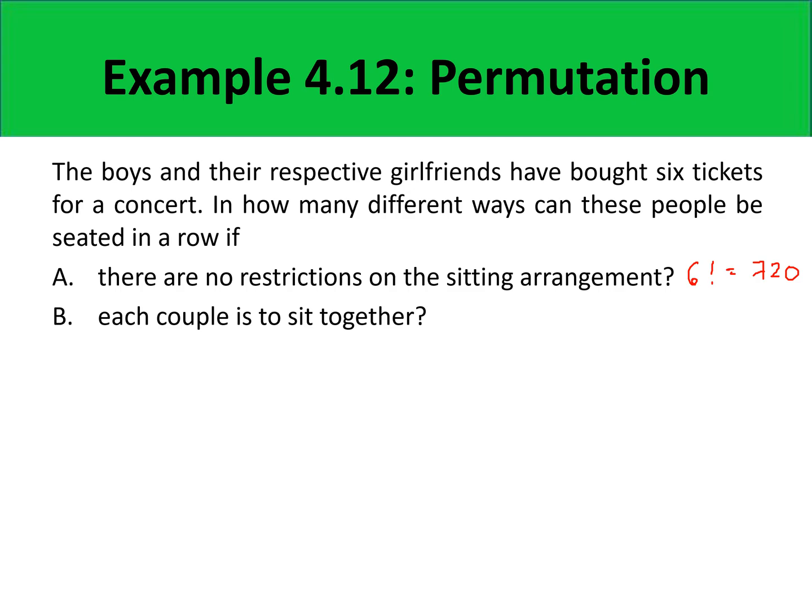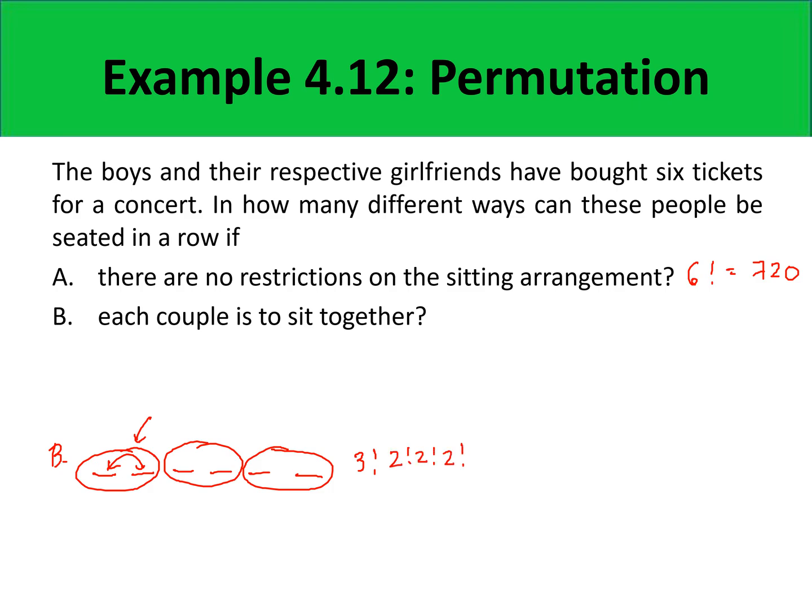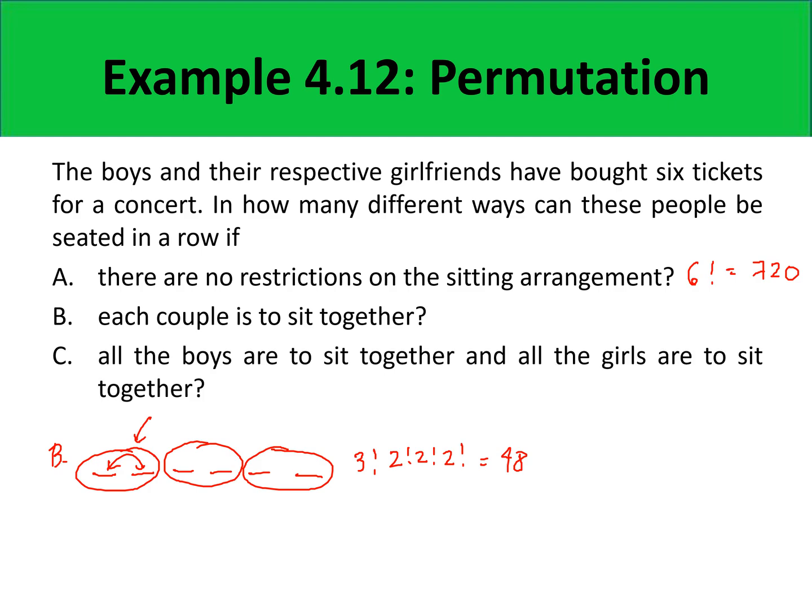Now for the second scenario, each couple is to sit together. Let us illustrate this by a diagram wherein we have 6 positions. Each couple must be seated together, so a particular couple can be considered as a single object. Therefore we have 3 objects here, and the number of permutations of these 3 objects would be 3 factorial. However, for each couple, we can interchange the position of the boy and the girl, which means we have 3 copies of 2 factorial. So for letter B, we have 3 factorial times 2 factorial times 2 factorial times 2 factorial, which is equal to 48 different arrangements.